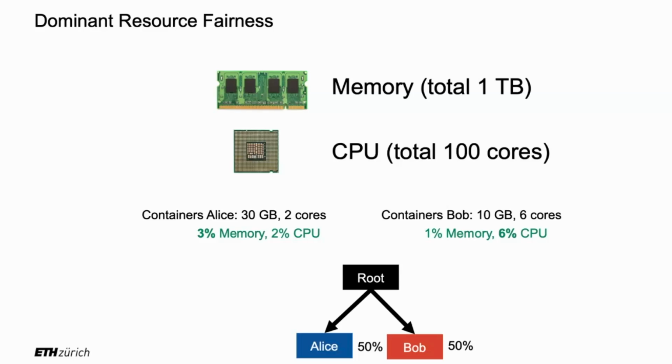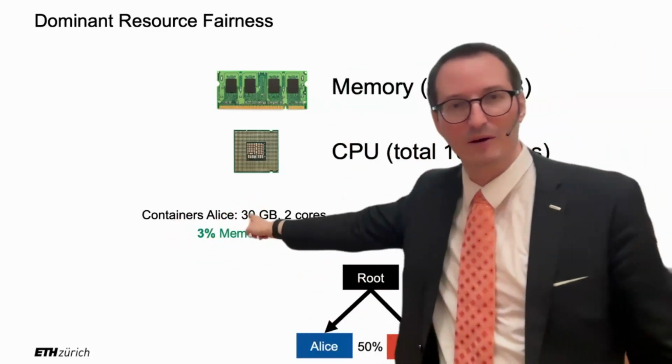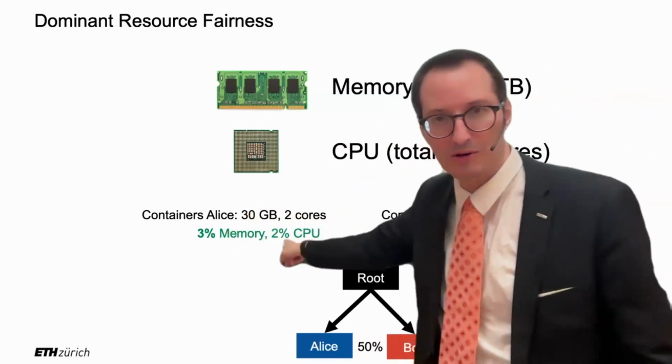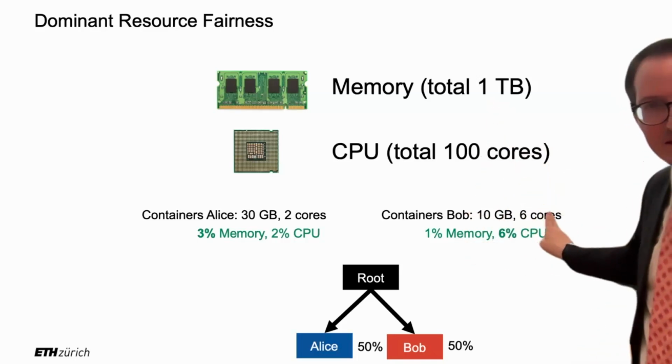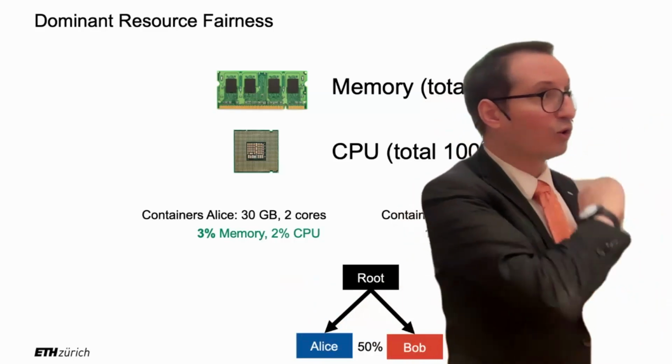And the trick they use is that they look at the requested memory and cores as a percentage of the cluster. So each container here needs 3% of the memory of the cluster. 2 cores is 2% of that. 10 gigabytes, that's 1% of that. And 6 cores is 6% of that. And then you look at what's called the dominant resource.